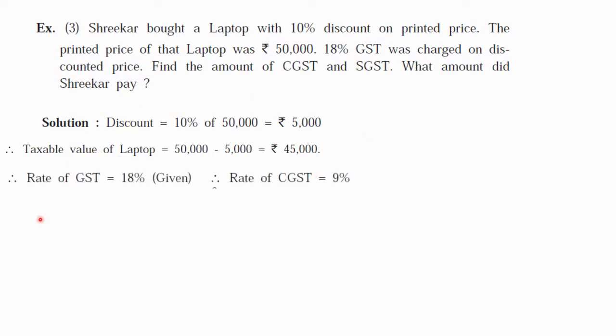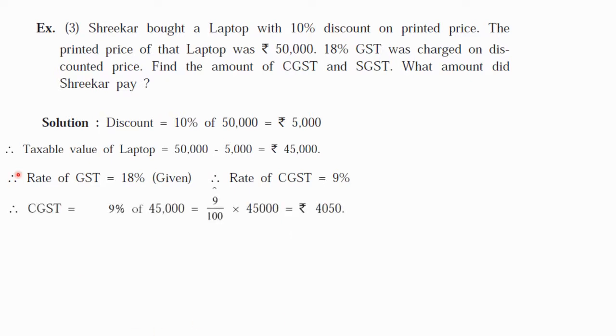Now the rate of GST, as it is mentioned in the question, is 18%. And if you want to find out the rate of CGST or SGST, it will be half of GST. So half of 18% is 9. So the rate of CGST will be 9%.